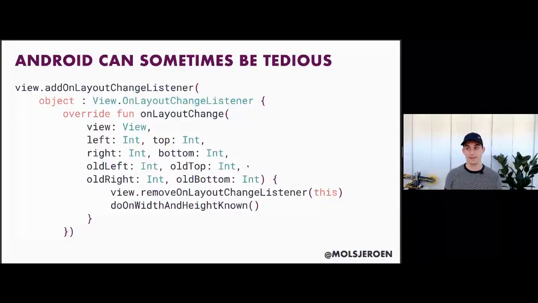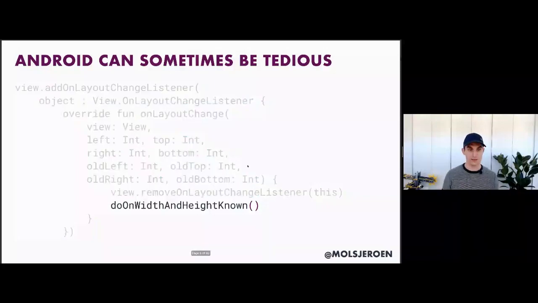Well, Android can sometimes be tedious. I think we probably all already have experienced that. And this is one of the prime examples to me. If you want to create your own custom view and then do something with the width and height, you actually need to wait for the view to be laid out before you can use the width and height. So for instance, if you want to create a rectangular image view yourself, then you need to register an onLayout listener. And this is 12 lines of code just to be able to do this one useful thing, like do on width and height known.